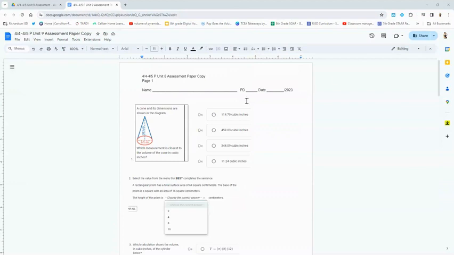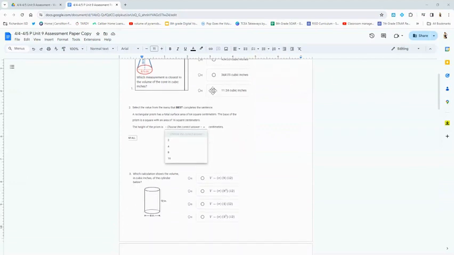All right, here we have select the value from the menu that best completes the sentence. This is a tricky question. I definitely thought this was one of the harder questions, but I'm going to go through it with you so you understand. It's a rectangular prism, so I'm going to draw a prism. It looks something like that, so that I have an idea of what I'm supposed to be doing.